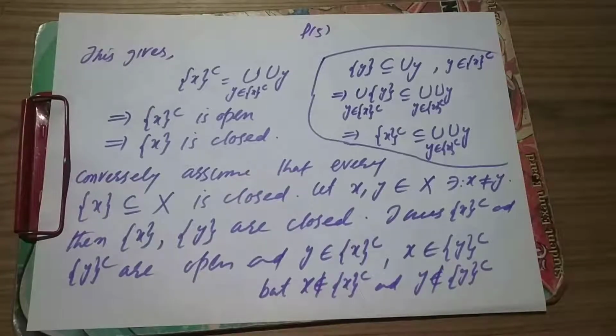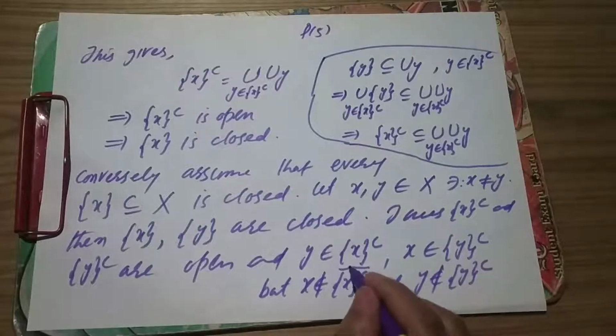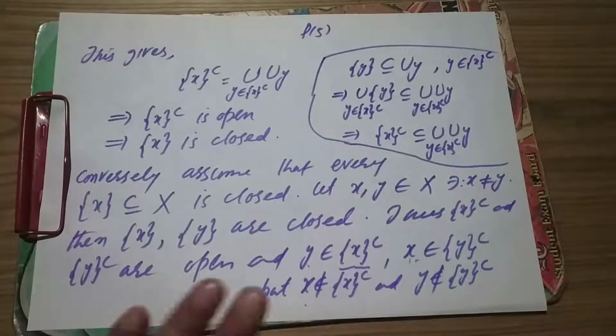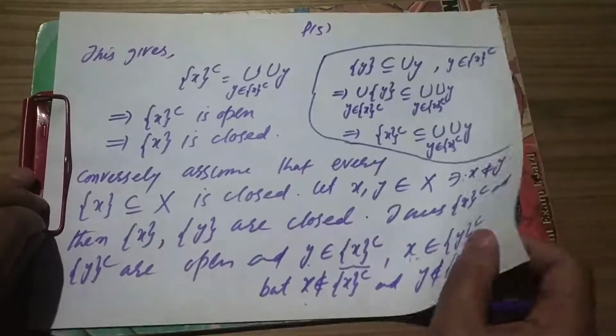So that's what we need to prove here. We must have two open sets. So these are the open sets, X complement and Y complement, such that this open set contains the point Y but does not contain the point X, and this open set contains the point X but does not contain the point Y. Why is that? Because it's the complement of singleton X, so any point which is not equal to X must be in this complement. So Y is not equal to X, therefore Y belongs to this complement. So that proves the theorem. This gives the necessary and sufficient condition for the topological space X to be a T1 space.